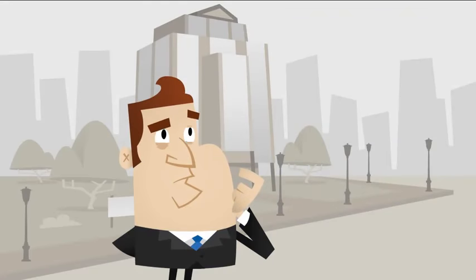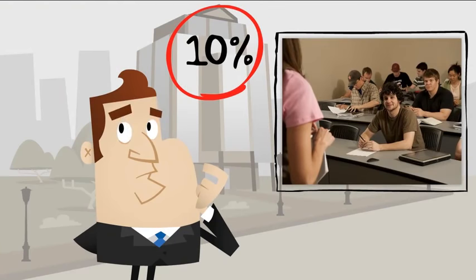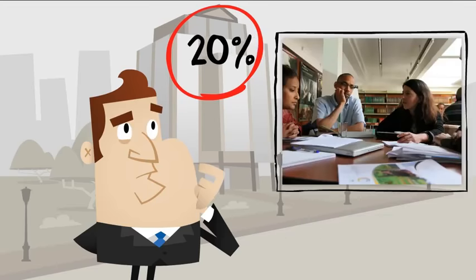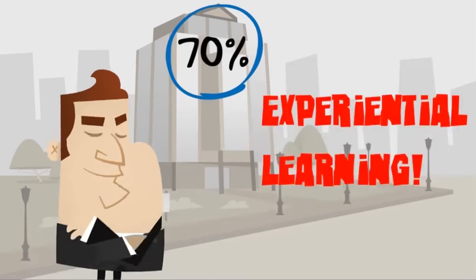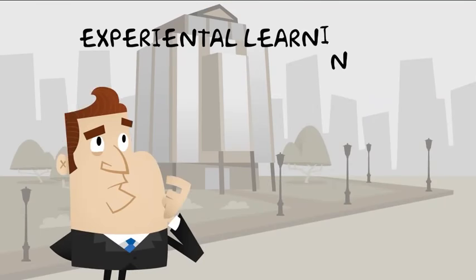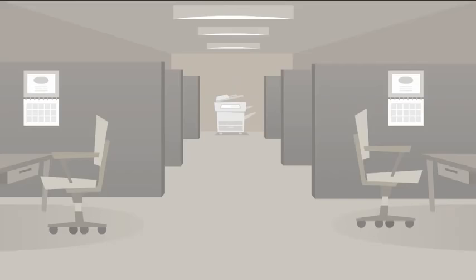Ever wonder how our work knowledge is being acquired? Research shows that we acquire 10% of our working knowledge through formal education, 20% through social learning, and a whopping 70% through experiential learning. So what is experiential learning?